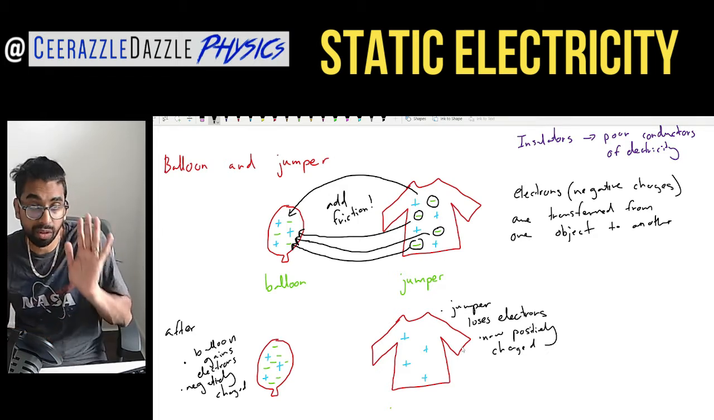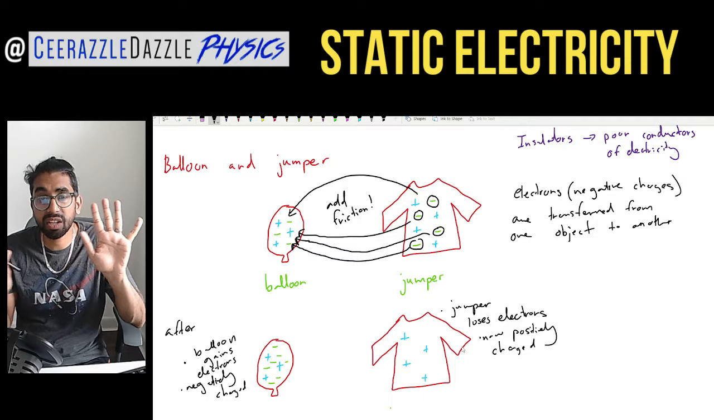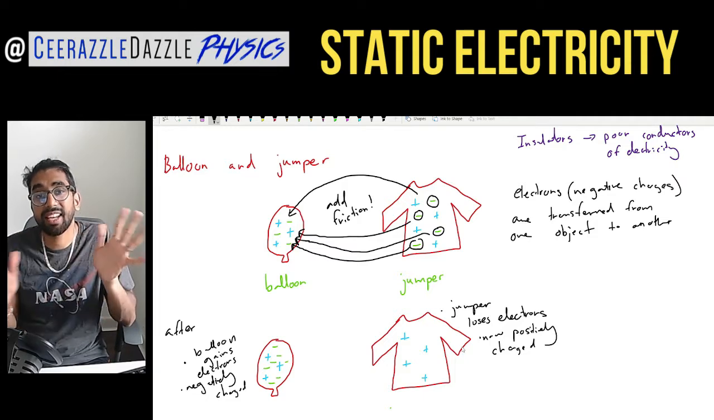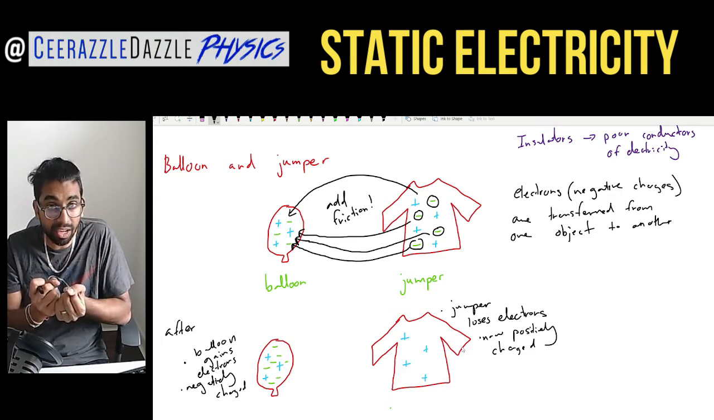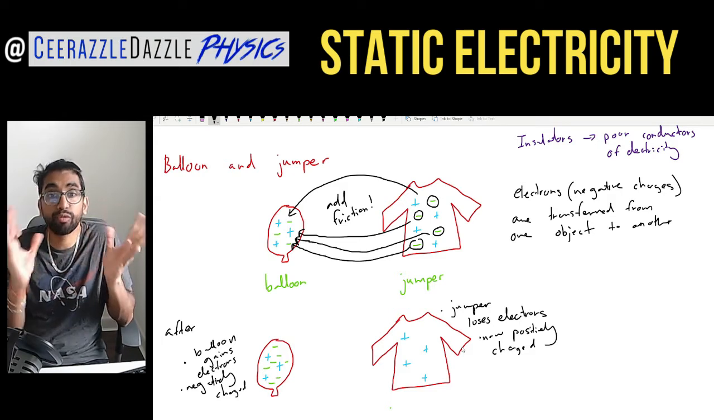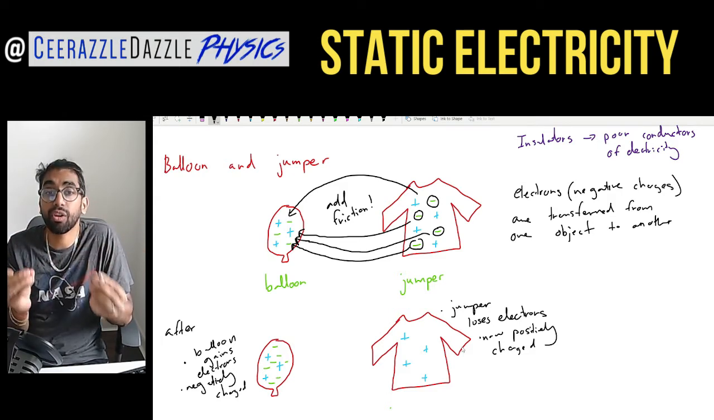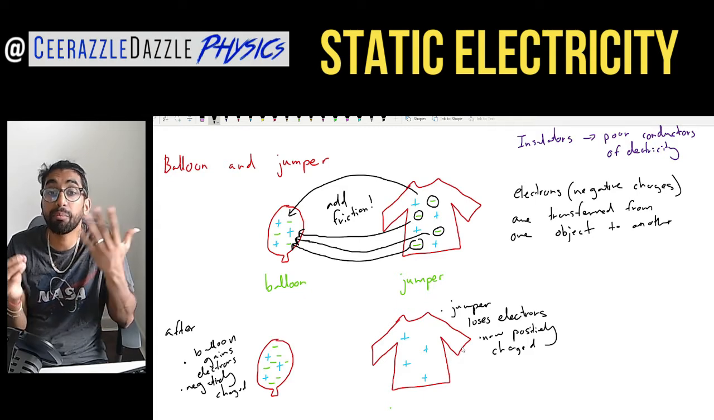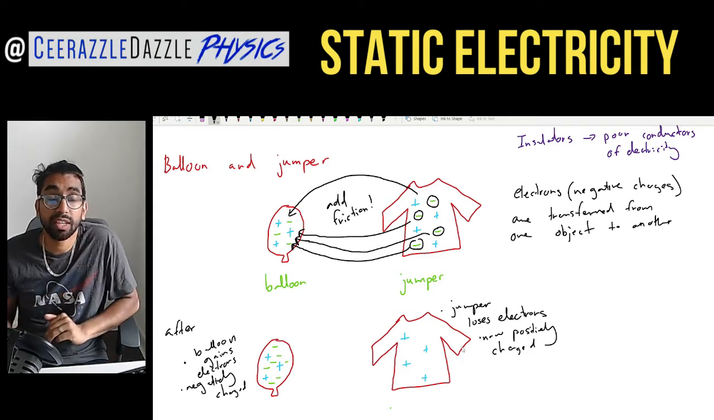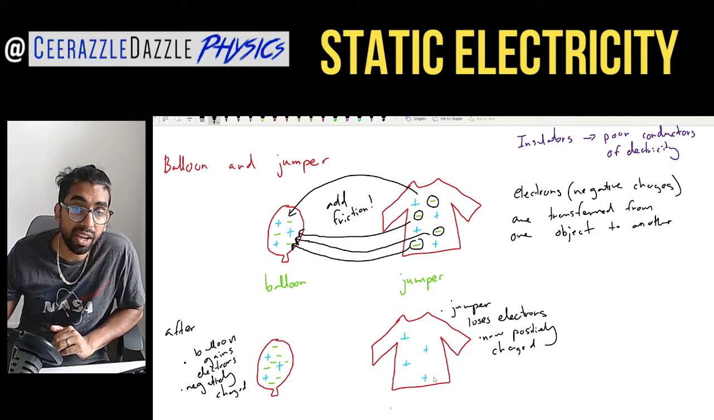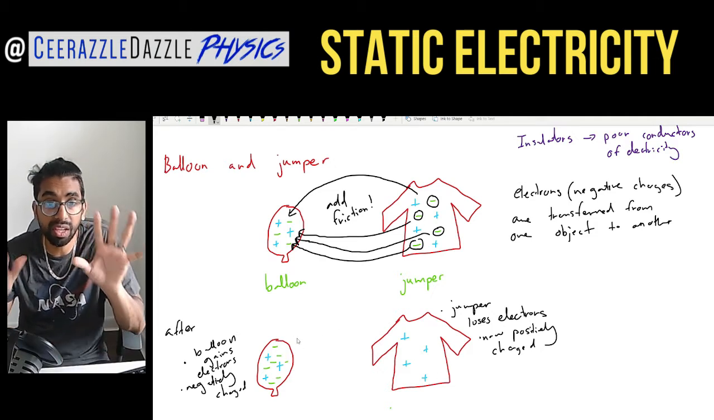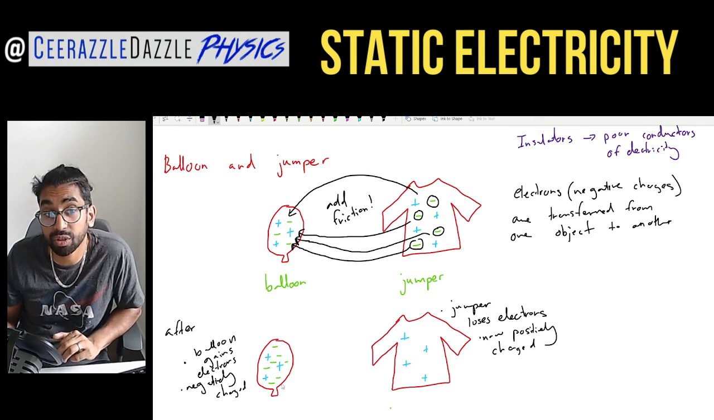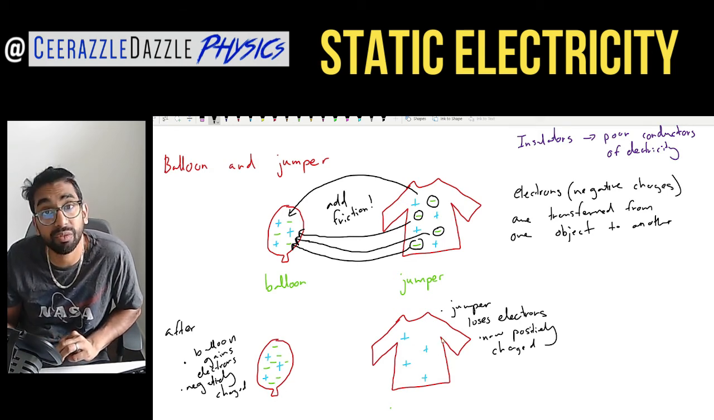So don't forget, you have the 2 insulators, guys. You rub them together. Electrons are transferred from one to the other. If you gain extra electrons, you now become overall negatively charged. If you have lost electrons, you have now become positively charged. So that is the key thing here. And right now, obviously, because they are insulators, the charge will be stuck on the surface of the balloon or on the jumper itself over here.